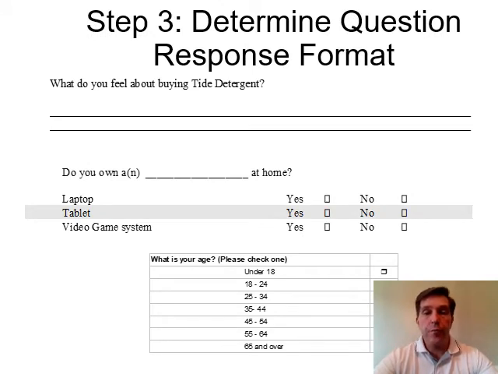Then you're going to have to pick the question format. What kind of questions are you going to ask? There are different types. The first question I have here is an open-ended question, where you just ask a question and you don't have a restriction in terms of how they are going to answer. In fact, you allow them to just express their feelings or thoughts in an unstructured way. So what do you feel about buying Tide detergent?